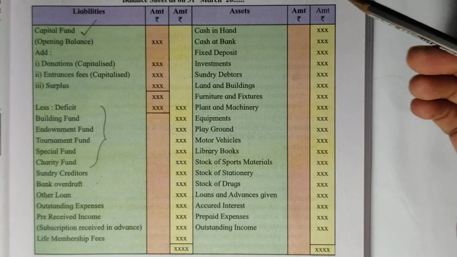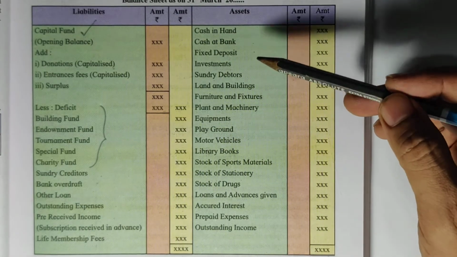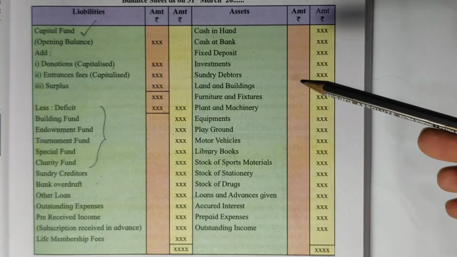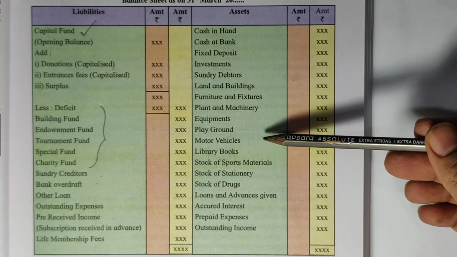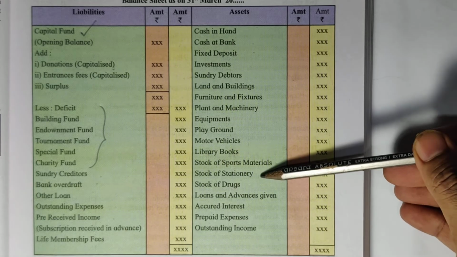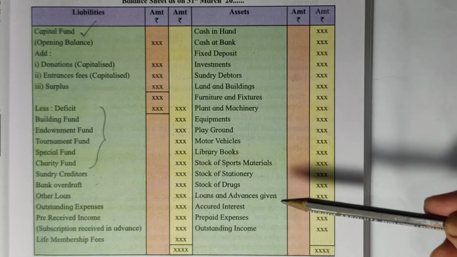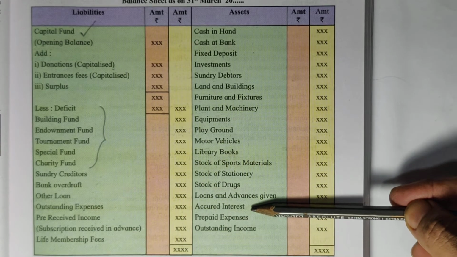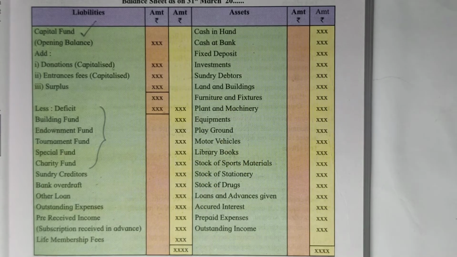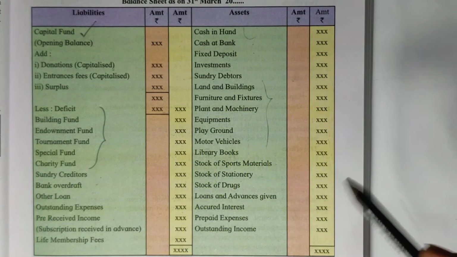Coming to the asset side, cash at bank, fixed deposits, investments, sundry debtors, land and building, furniture and fixture, plant and machinery, equipment, playground, motor vehicle, library books, stock of sports material, stock of stationery, stock of drug, loans and advances given to someone, accrued interest, that is the interest due but not received, prepaid expenses, outstanding income or any income receivable. All these are assets. If you observe, these are current assets, these are fixed assets, these are loans and advances given.